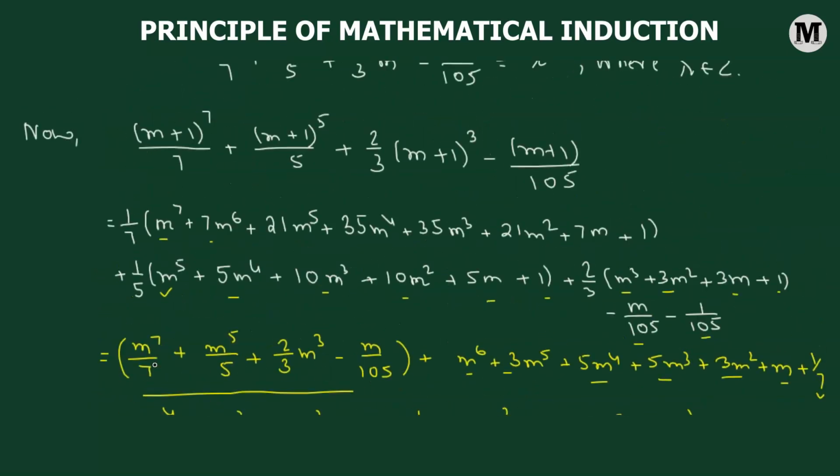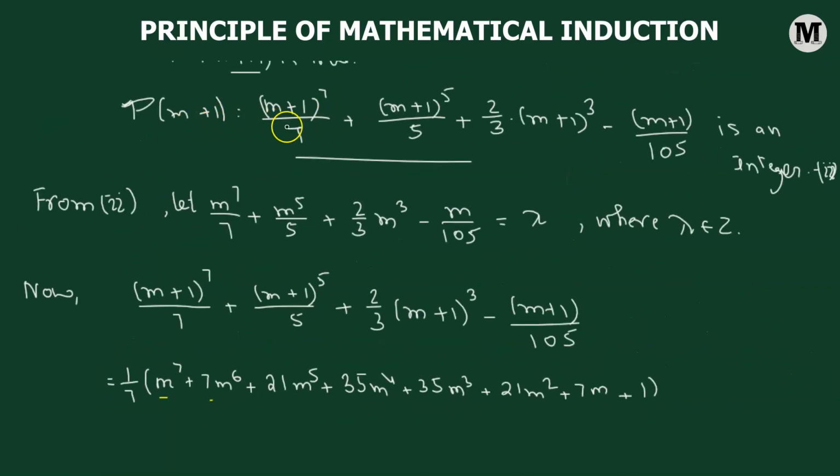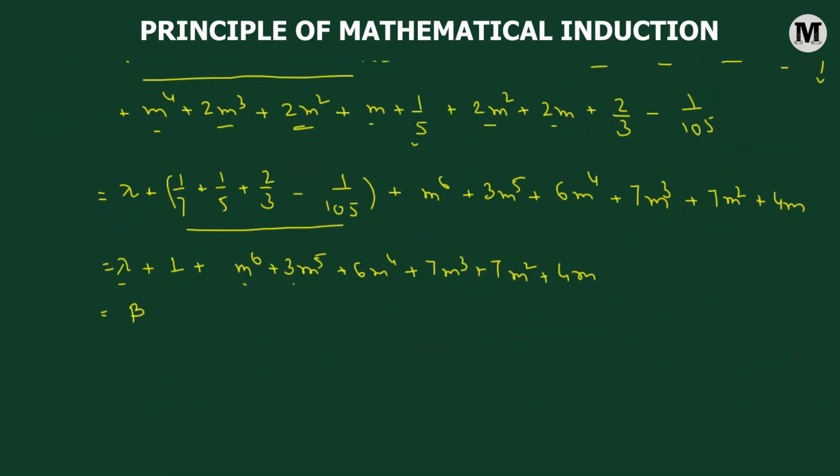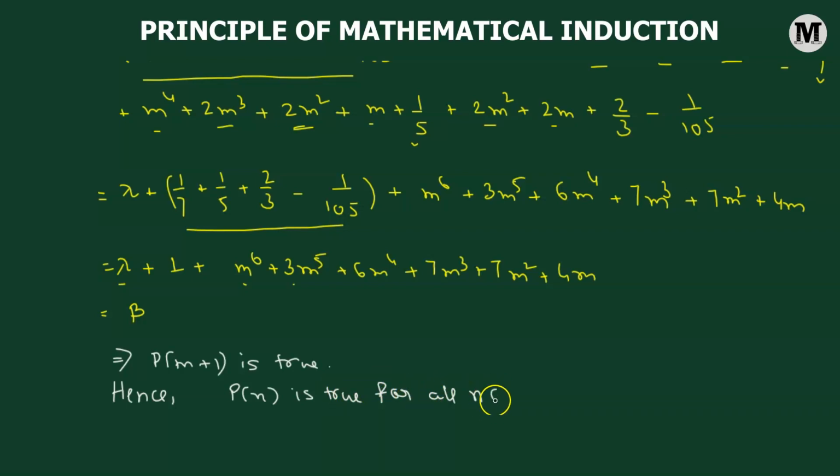So that means we have shown here that this entire expression is an integer, which proves the statement P of m plus 1. So this simply tells us that the statement P of m plus 1 is true. Hence, we can generalize and finally say that the original statement P of n is going to be a true statement and is going to be true for all values of n belonging to the set of natural numbers. So that means any natural number that we pick up, the statement P of n is always going to be a true statement. Hence proved.